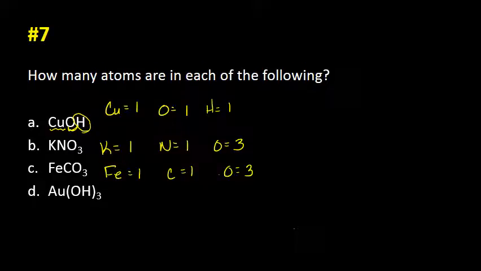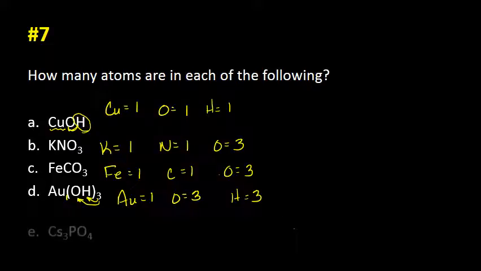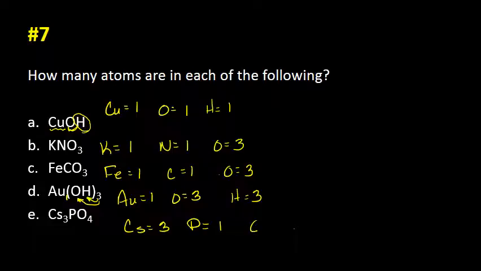This one gets a little more complicated. Gold only has 1 because there's a 1 right there. And this is where we're going to distribute this. So oxygen is 3 and hydrogen is 3. And this one's not as complicated. Cesium, there's 3 cesium. Phosphorus is 1 and oxygen, there's 4. If you didn't get any of these right, please let me know. I'd be happy to discuss them with you in class.